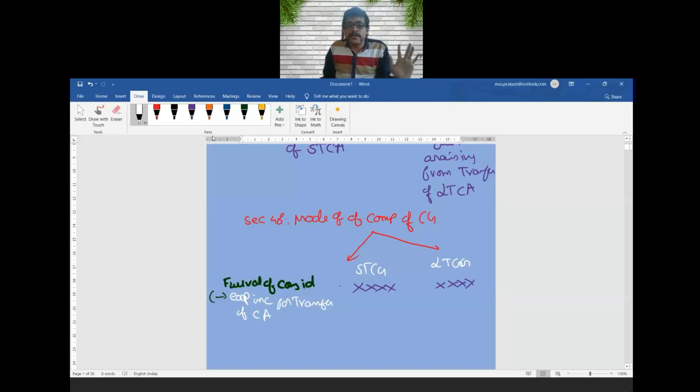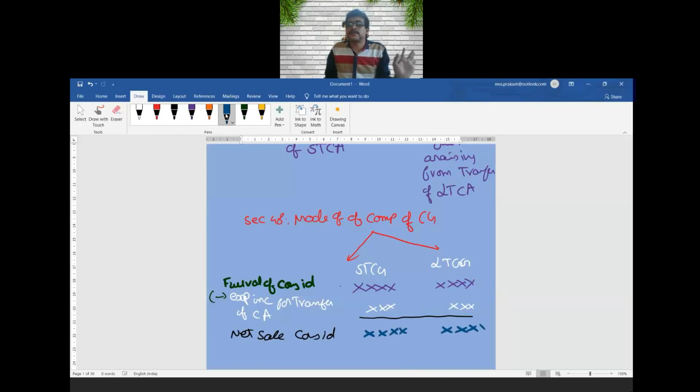So I will simply consider the expenses which I am incurring on the transfer. Once I reduce this from the full value of consideration, which is nothing but the sale consideration, I will call the result the net sale consideration. So till now everything is the same. For short term capital gain and long term capital gain, there is no difference until here.